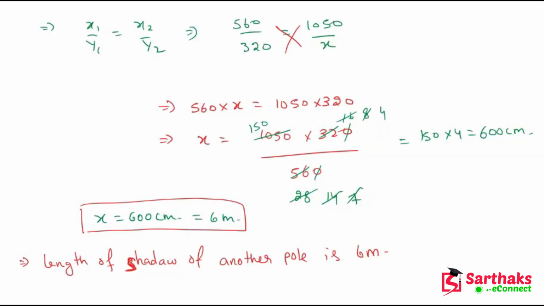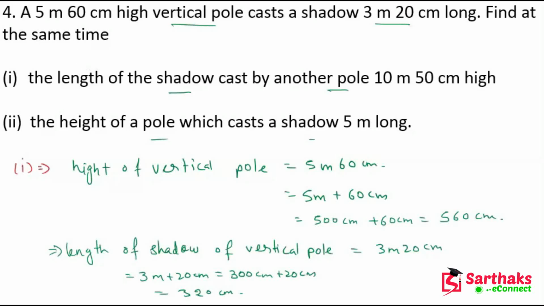Yes, now let's solve the second part, and the second part is saying that we have to find the height of a pole which casts a shadow of 5 meter. Now here the length of shadow of pole is 5 meter, and if you convert it into centimeter, we get 500 centimeter.